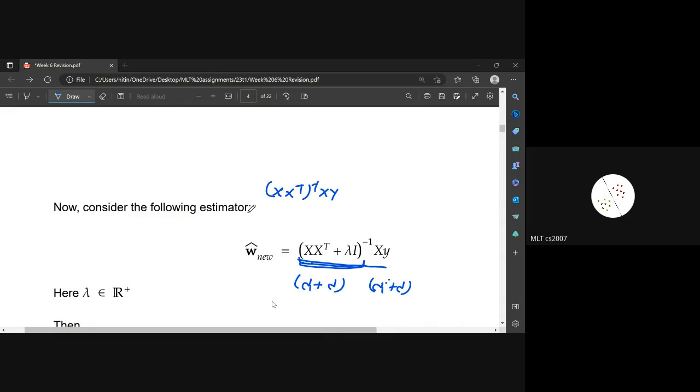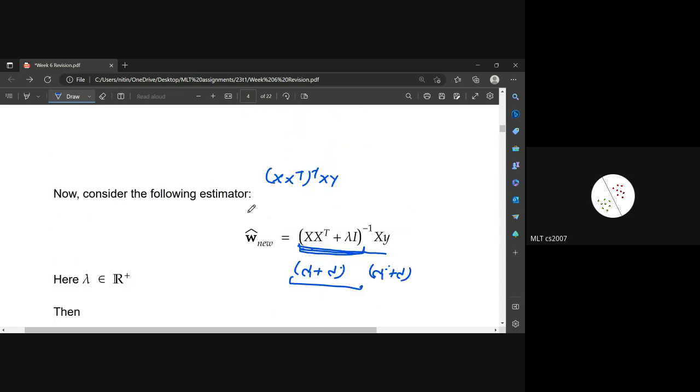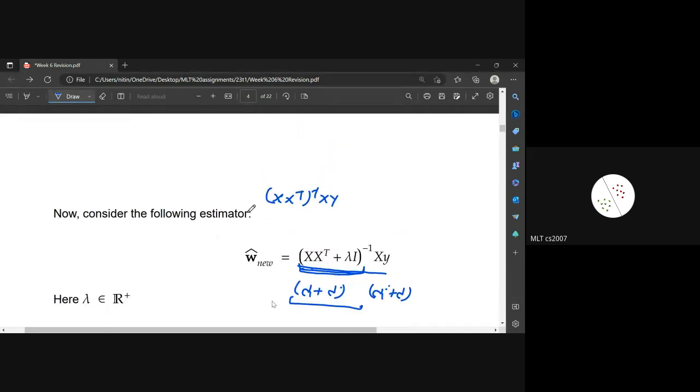So I've added something into this, and since I've added something, my eigenvalues have become larger, and so the MSE will look something like this. Since I've increased the values of the lambda i's, this MSE will decrease, and that's what our target is. So if I choose this as an estimator rather than the earlier one, my MSE will lower down. So why not choose this as an estimator?